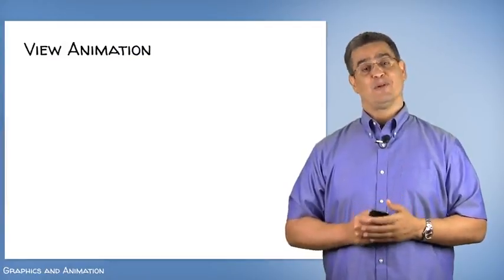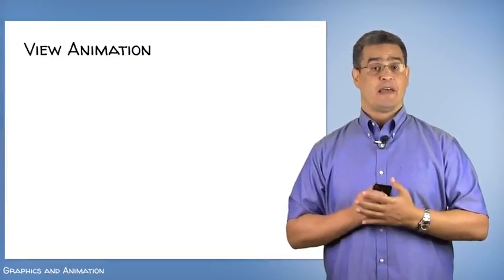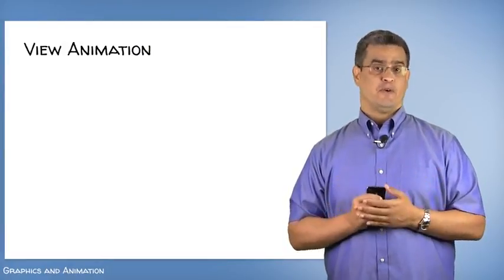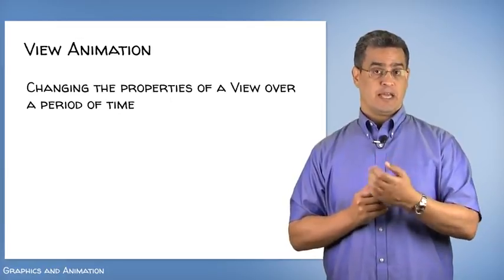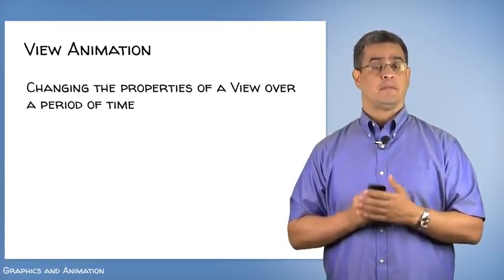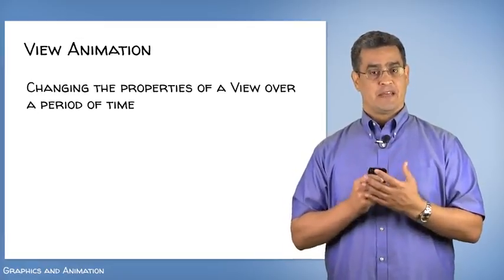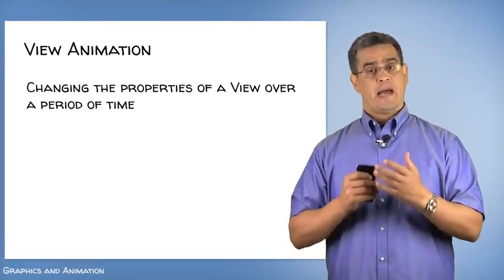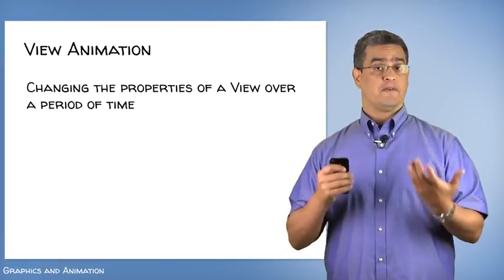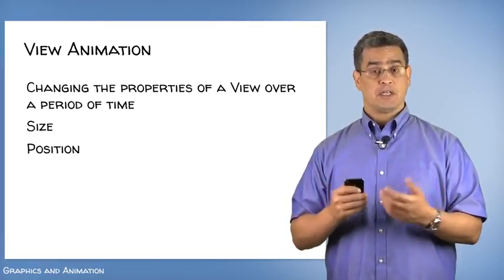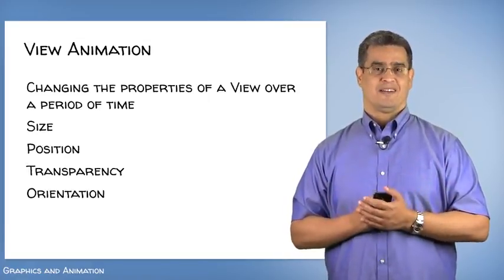In the bubble view examples that we just saw, I demonstrated a simple kind of animation. I took a single view and I changed some of its properties, specifically its location and orientation, and I did this over a period of time. Animations like this are fairly common. Applications often animate changes to properties of a view, like its size, its position, its transparency, its orientation, and more.